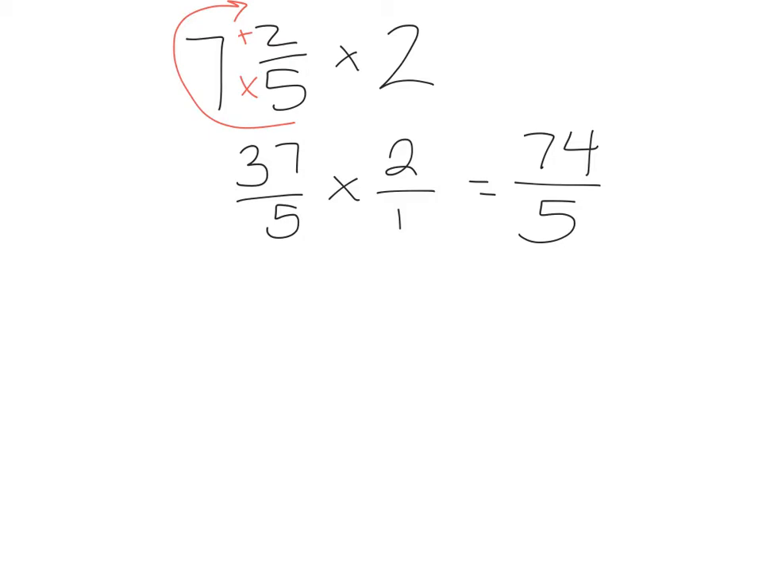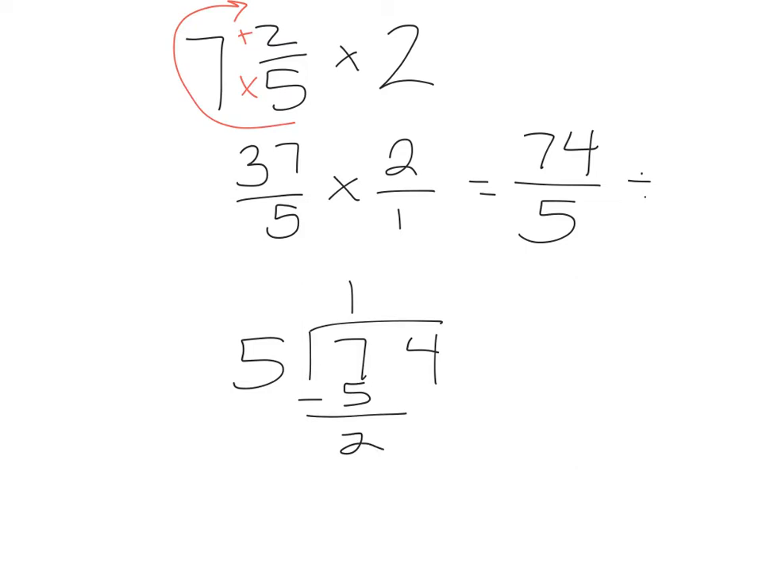Now I'm ready to convert this back into a mixed number. I can do that by dividing, because the fraction bar is really just like a division sign. So 74 divided by 5. 5 goes into 7 one time. We can subtract. We'll be left with 2, and we need to bring down our 4. 5 goes into 24 4 times, which is 20. And then we are left with 4.